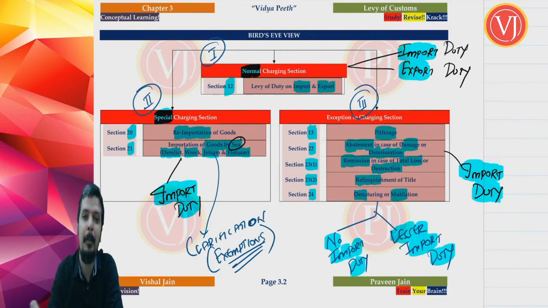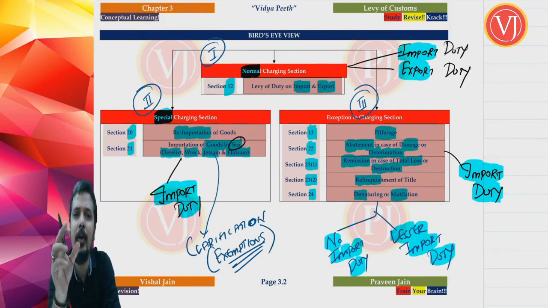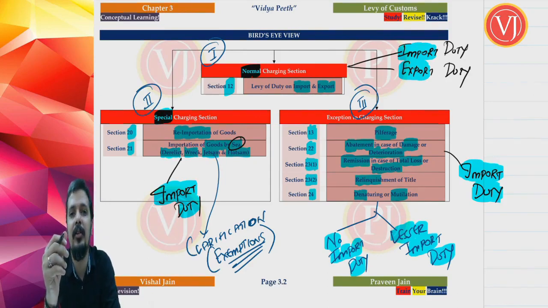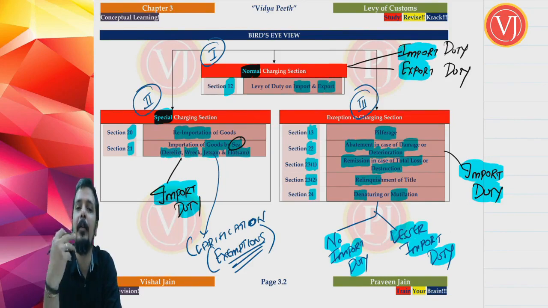Section 13 talks about pilferage loss, petty loss. Section 22 talks about damage, deterioration, abatement of import duty, lesser import duty. Section 23(1) talks about your total loss or destruction, remission. You need not pay import duty, remission, begging the department not to pay import duty.